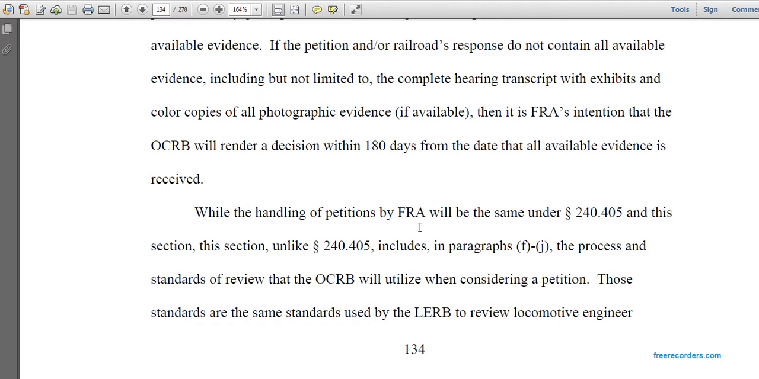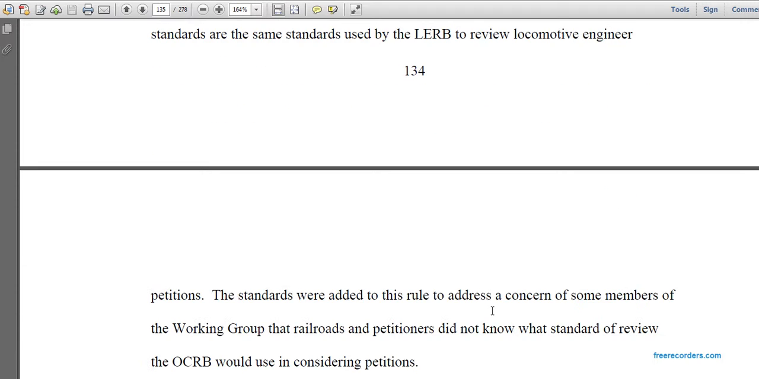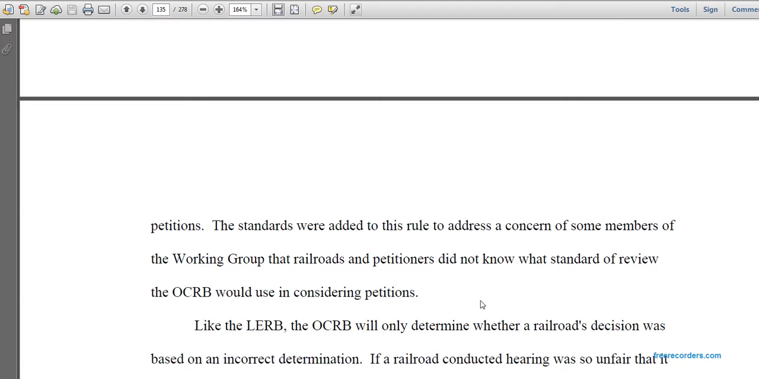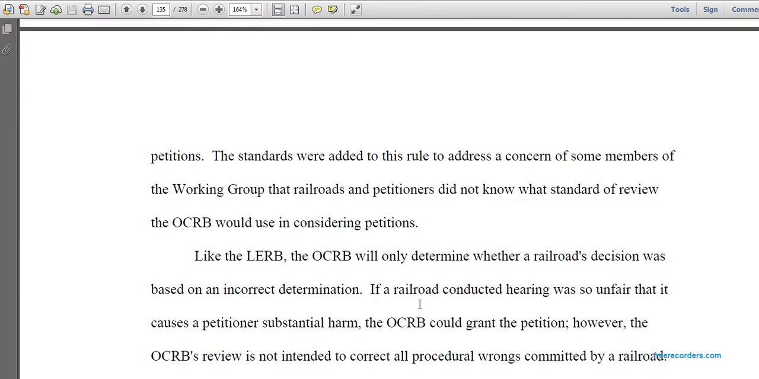While the handling of the petition by the FRA will be the same as under 244.05, this section, unlike 244.05, includes paragraphs F and J, which describe the standards of review the Operating Crew Review Board will use when considering a petition. Those standards are the same standards the Locomotive Engineering Review Board uses to review locomotive engineer petitions. The standards were added to this rule to address concerns that some members of the working group of railroad petitioners did not know what standard of review the Operating Crew Review Board would use in considering petitions.